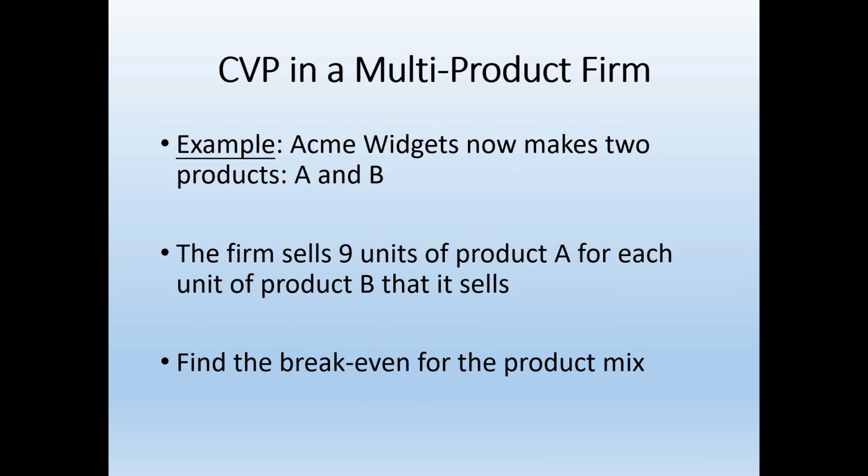Let's take a look at our firm, Acme Widgets, and assume that now it makes two products, A and B. Product A is the one that we've been studying throughout the chapter. Product B is brand new. The firm estimates that it will sell 9 units of product A for each unit of product B that it sells, and we want to figure out the break-even point for this product mix.